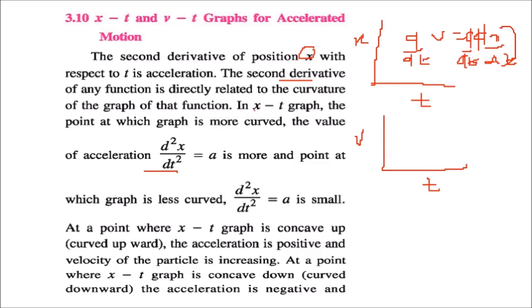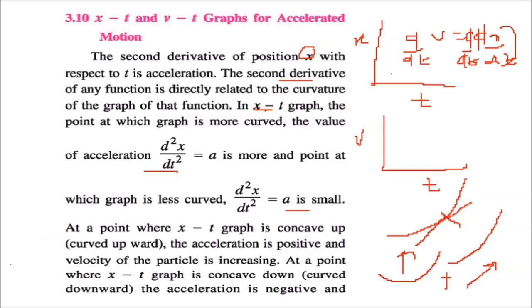In the xt graph, where the graph is more curved, the value of acceleration is more, and where the graph is less curved, this d2x by dt square, the acceleration, is small. So the point where this xt graph is concave up, or you can say curved upward, the acceleration is positive and the velocity is increasing.